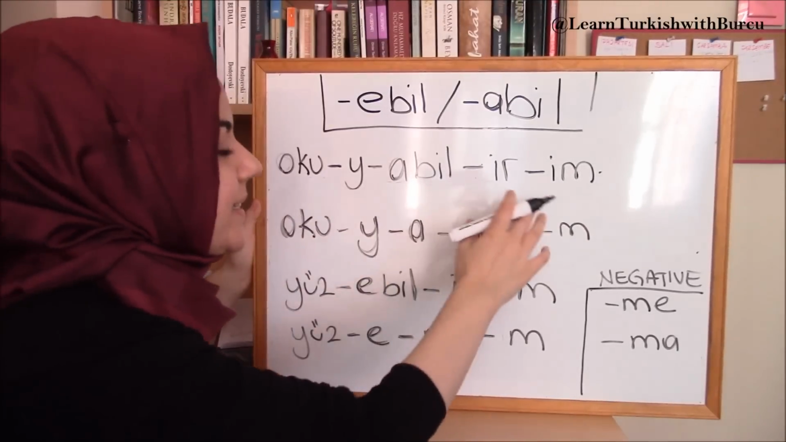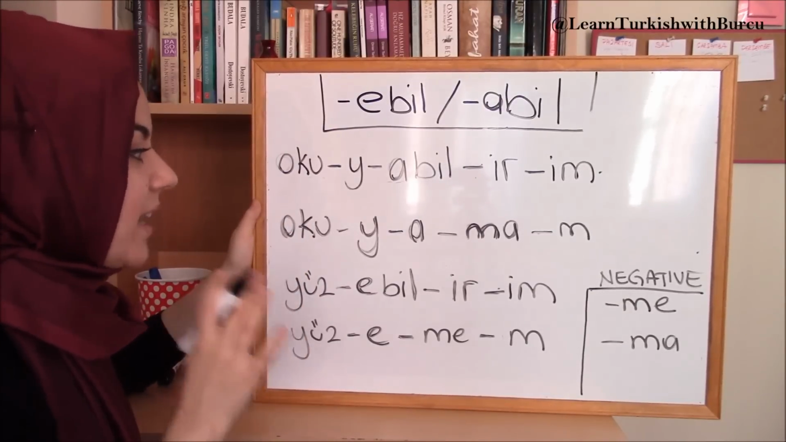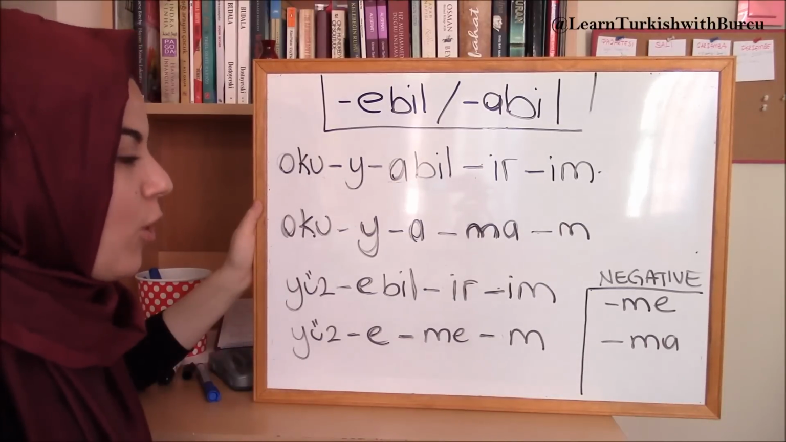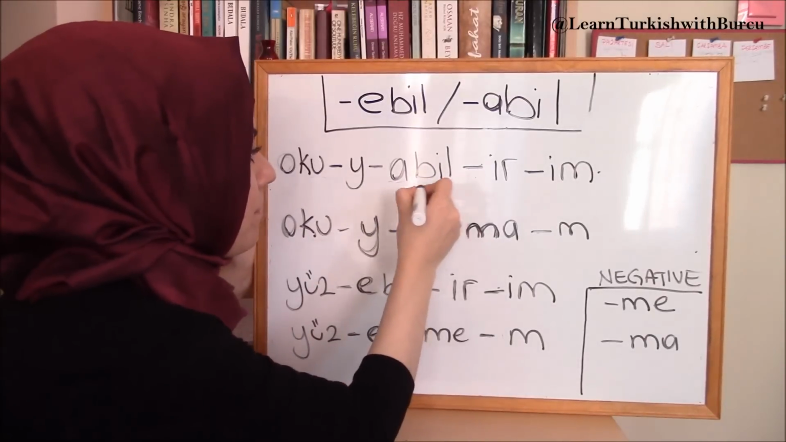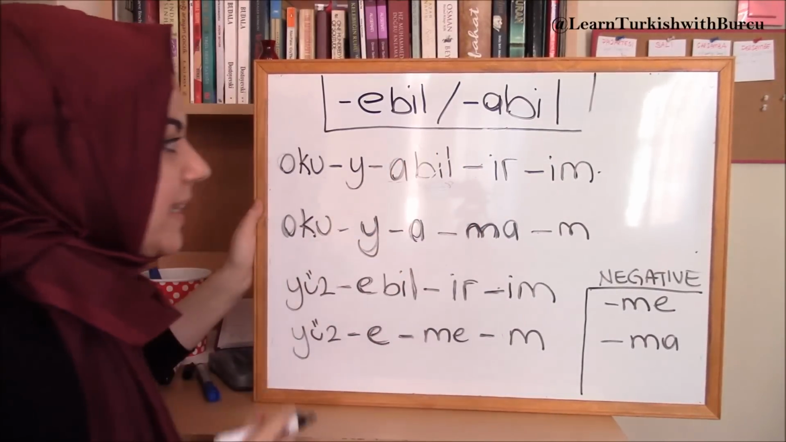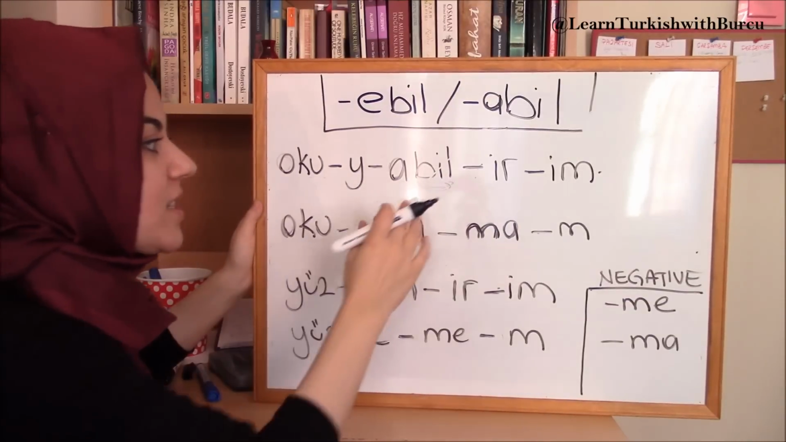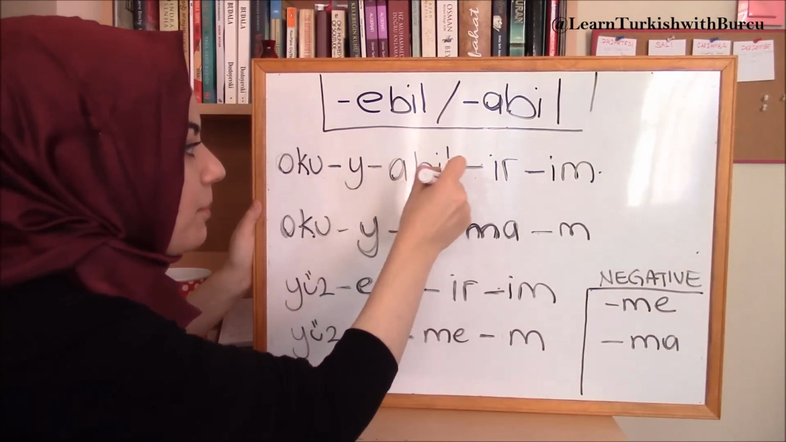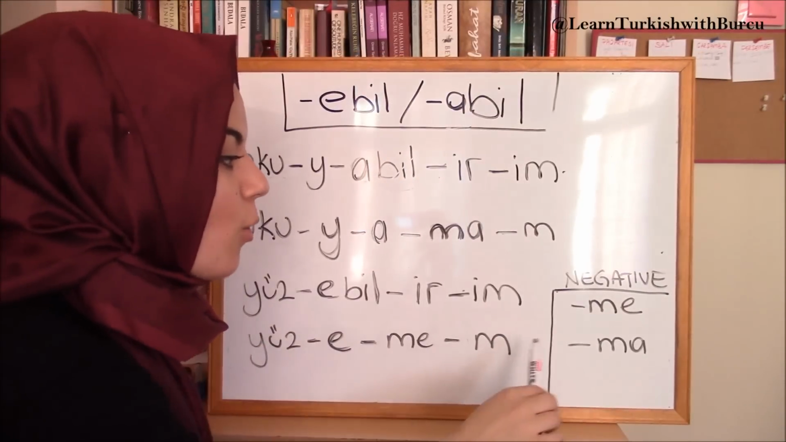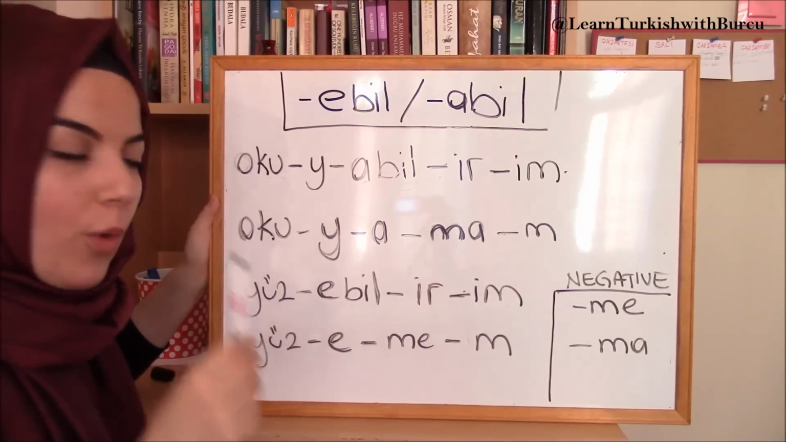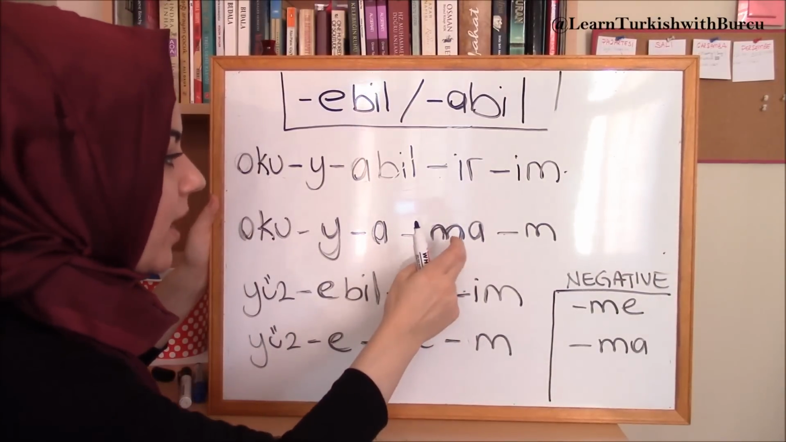Now, ben okuyabilirim. This is the positive form, which we already learned. Now, let's say the negative form. In the negative form of ability sentences, we remove the bil suffix. We don't remove the a sound, but just bil. So our negative suffixes are me or ma, depending on the last vowel in the verb. So we use me or ma, as you can see.